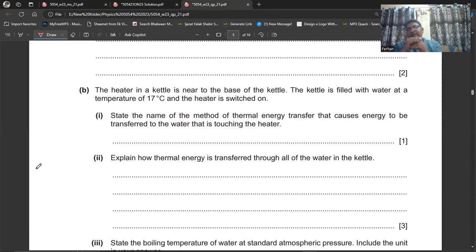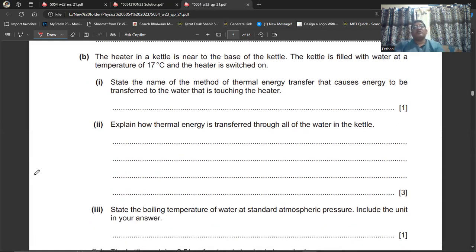So from the heater to the kettle to the water, the heat will reach through that base, and that base is solid and made of metal. So the heat is transferred through that solid by conduction. So here I will write conduction.